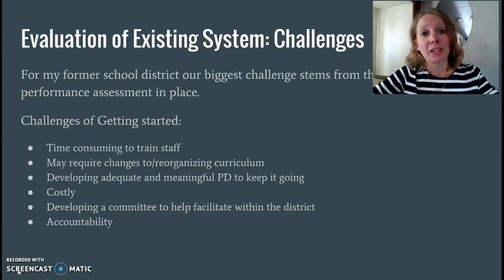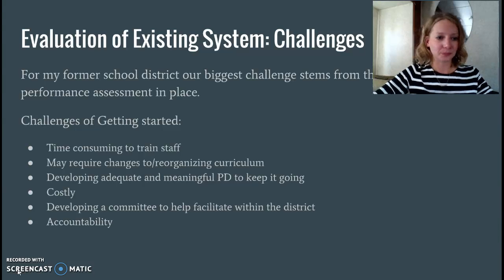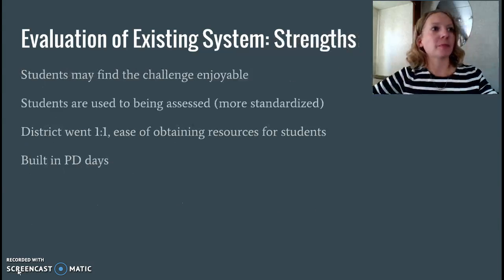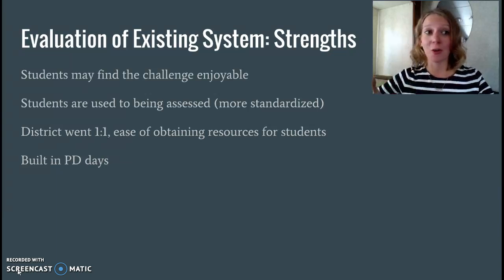And then lastly is the issue of accountability. I know that in my former district, there's always a few teachers who don't always jump on board with new things until they're forced to do so. So there needs to be something in place that really requires people to be held accountable to follow through with the implementation. I know currently with my small-scale implementation of performance-like assessments, my students at the 5th grade level found these challenges enjoyable and a nice change of pace. Students in my former district are used to being assessed, so that wouldn't really be much of a change, but the district did go one-to-one this year, so they would have more access to resources. And then lastly, the district already has built-in PD days, so finding the time for teachers to come together shouldn't be that difficult.